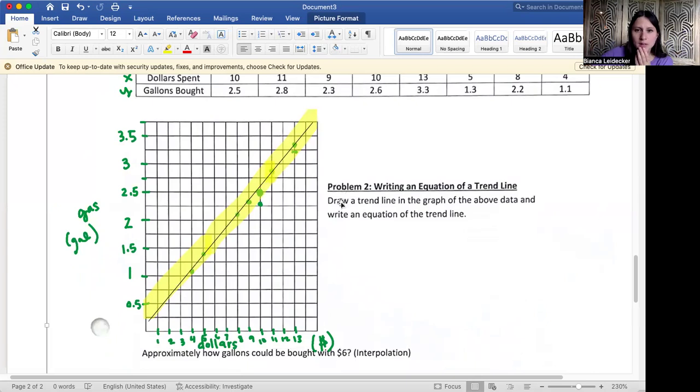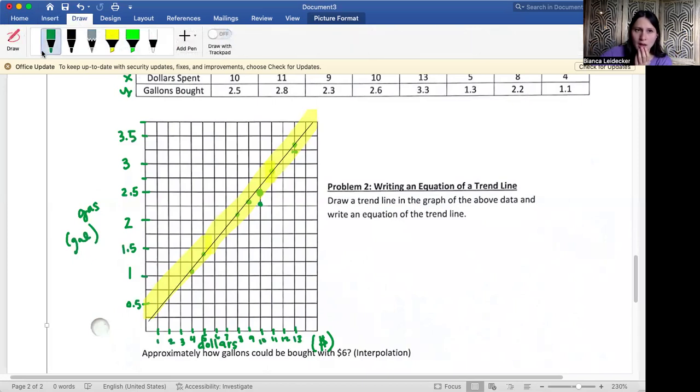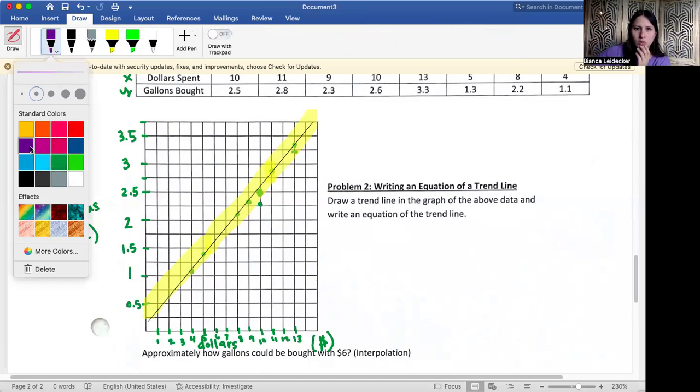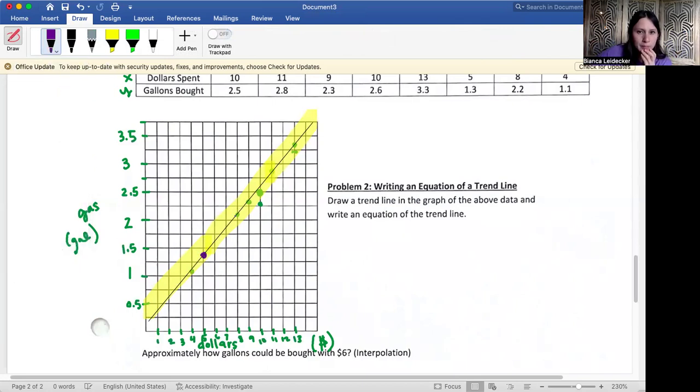And it's important because in problem 2, it's asking me to draw a trend line in the graph of the above data and write an equation of the trend line. So I have to write an equation for this. And in order for me to write an equation, I really need to identify some points. So I'm going to identify some points that really do mean something on my graph. So I might pick these 2 points.